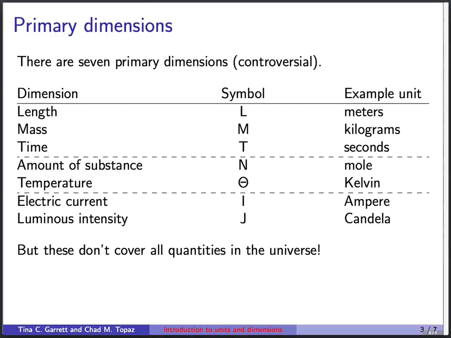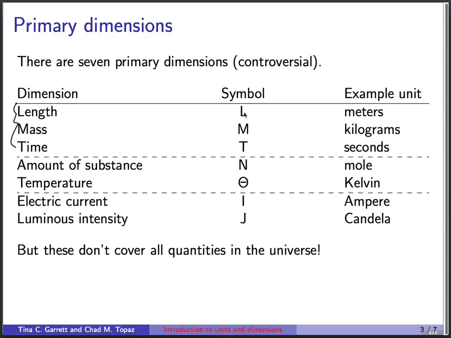Turns out there are 7 primary dimensions, okay? These are what we think of as being the fundamental dimensions of the universe. This is a little bit controversial. You might see different answers depending on exactly where you look, but we're going to say there's 7, and I've divided them into 3 groups where the groups are sort of a hierarchy of the frequency with which you'll see these dimensions used, at least in this class. So the most important ones for us are length, mass, and time.